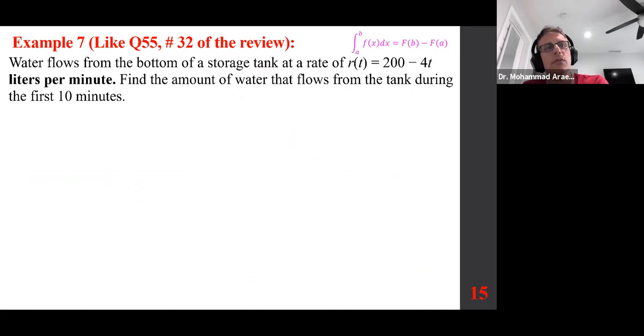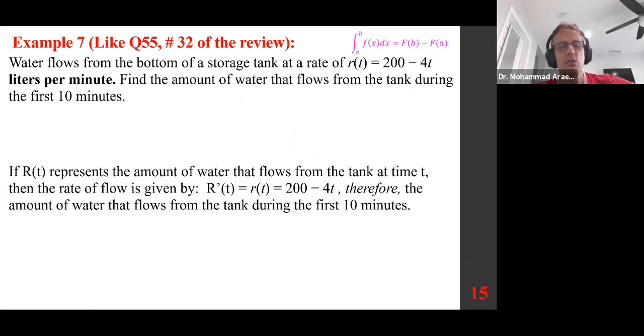Here's the next question. Water flows from the bottom of a storage tank at this rate, R of t is 200 minus 4t liters per minute. That's a rate. We want to find the amount of water that flows from the tank during the first 10 minutes. So what we are looking at is the rate. Therefore, here's what we should pay attention to. If capital R represents the amount of water, then R prime or lowercase r is the rate that it flows.